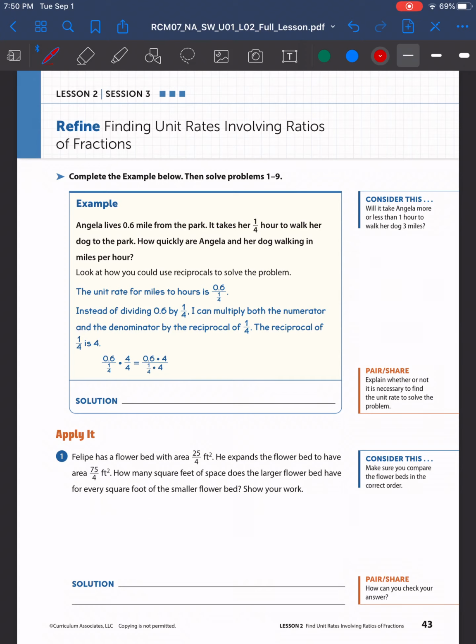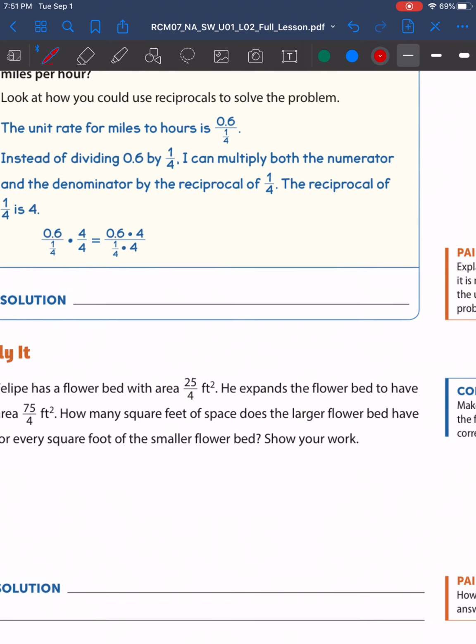Hi, 7th grade. We are in lesson 2, session 3. Okay, we are still talking about unit rates. Remember, unit rate means one of something. And we're really going to use fractions this time, and we're going to turn those fractions into division problems, okay? I'm going to skip the example, and I'm going to go straight into number 1.